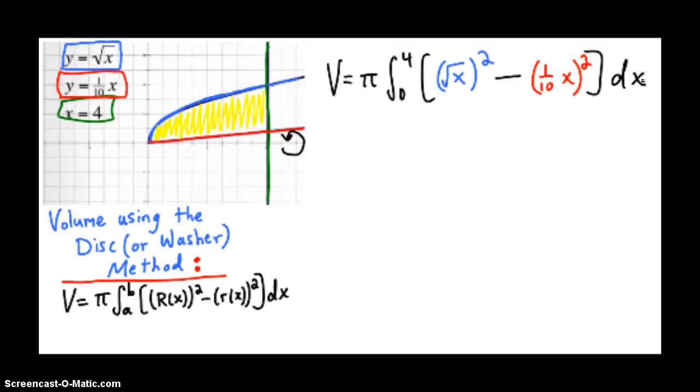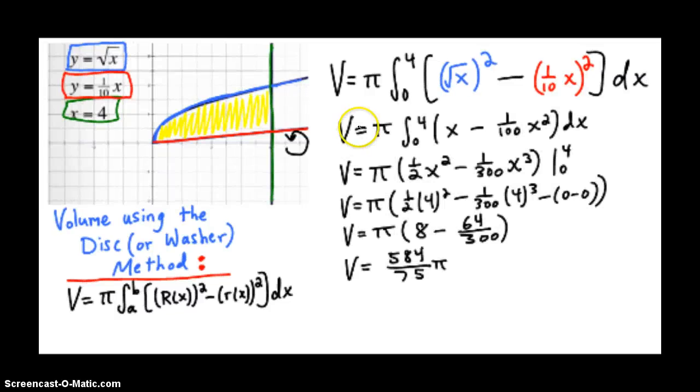Now we just do a little bit of calculus and solve this stuff out real easy, right? And whammy! That was easy. There's the answer for the volume. 584 over 75 pi units cubed. Got to make sure we got the units on there. And so as you can see how simple this is, finding volume using the disk method.